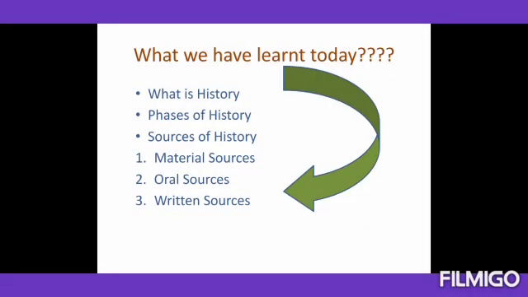Students, so today we have learnt about what is history. It is a coherent account of the significant past events. Three phases of history: ancient, medieval and modern. And three sources of history: material sources, oral sources and written sources. I hope you people have understood.